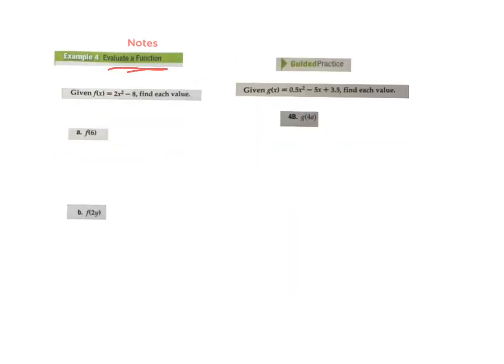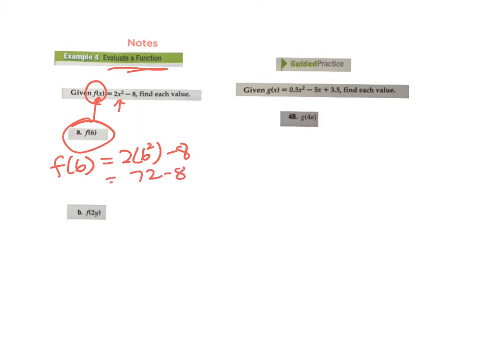Next type is evaluating functions. Evaluating functions means finding the value. So when we have a function and we have function notation, this means we're going to take the 6 and put it in for the x, and then we're going to do the same thing in this function. So f of x is really taking f of 6, and I'm going to change the x to a 6, or substitute. So I put the 6 in, minus 8. So if I do the math, that's 36 times 2 is 72, minus 8 would give us 64. So f of 6, that means the function of 6 equals 64.